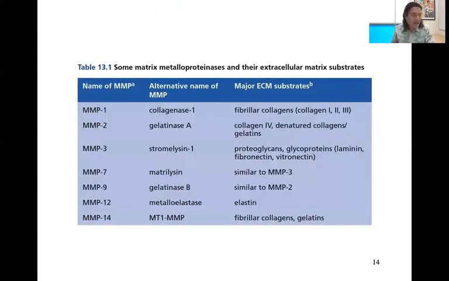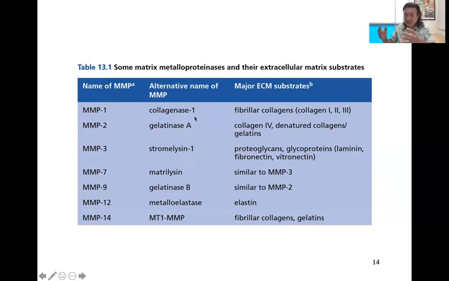So here's a table looking at some examples of metalloproteinases. You don't have to memorize this, but I do want you to look at it and realize that these different matrix metalloproteinases, these MMPs like 1, 2, 3, etc., right? Their alternative name oftentimes makes more intuitive sense, like collagenase, gelatinase, etc., right?